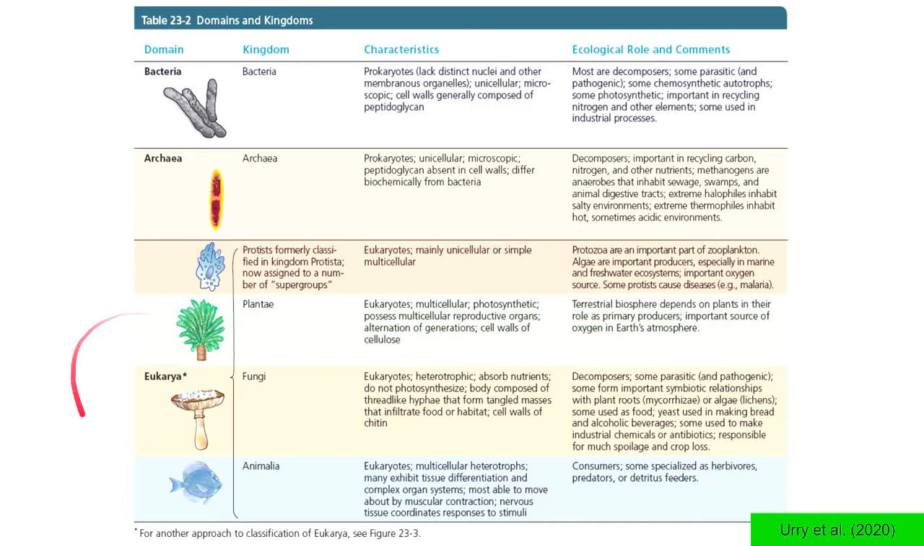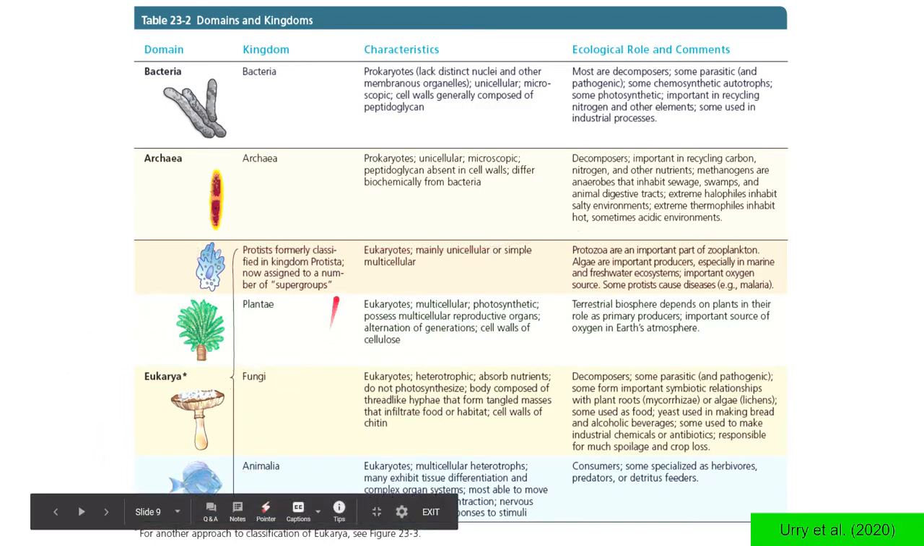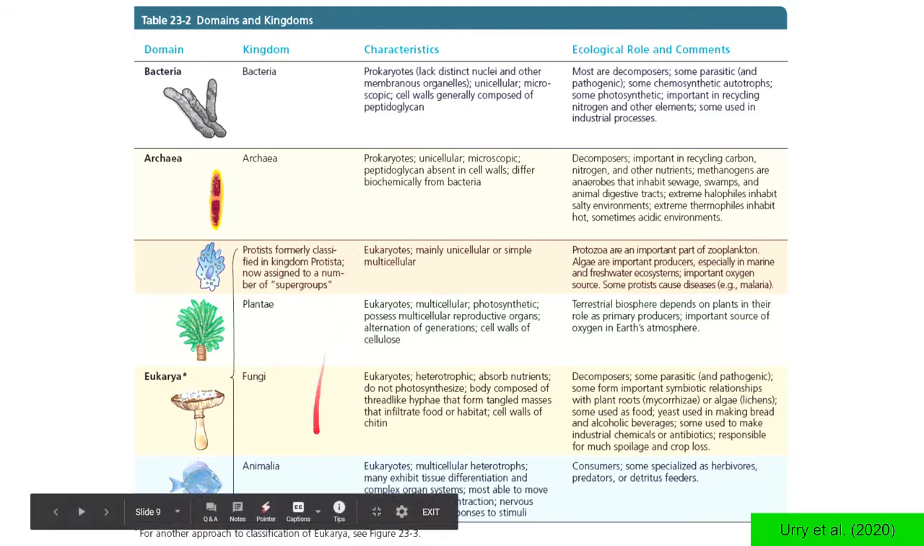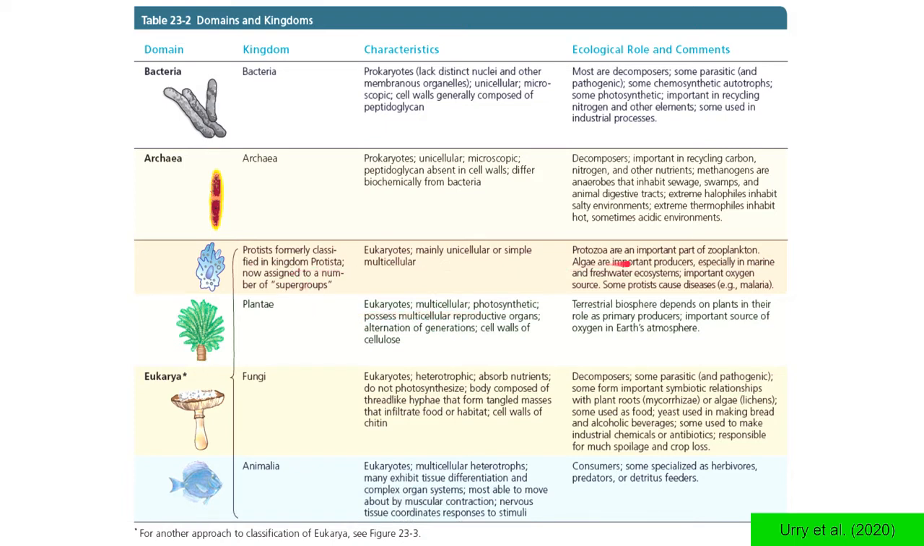Then domain Eukarya has the following kingdoms: Protists, Plantae, Fungi, and Animalia. These are your eukaryotes. They have a distinct nucleus. Some could be unicellular, some could be multicellular. For Protists, these are your planktons, zooplanktons. They're found in marine and freshwater ecosystems. Some protists can actually cause diseases, or they can also be pathogenic. Plantae are photosynthetic organisms. They have alternation of generations.